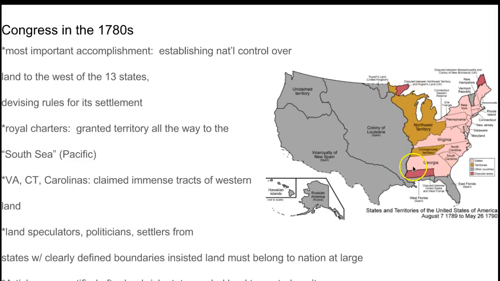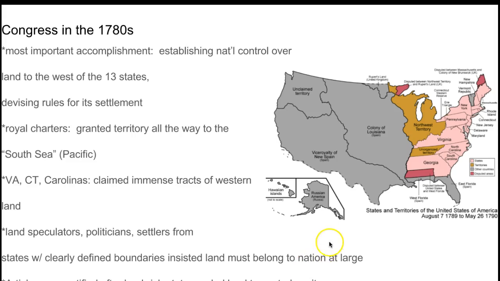If you look at Georgia, look how different Georgia looks than what it is now. This is part of West Florida. So it was originally East and West Florida, and it was under Spain's control. So Georgia had a very different shape than it does now.